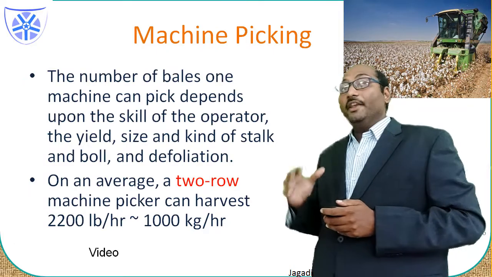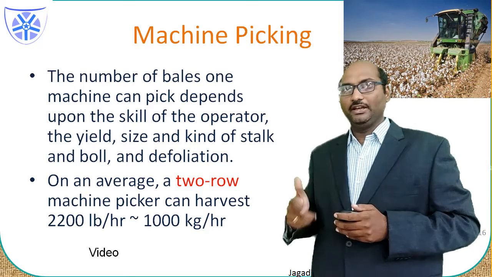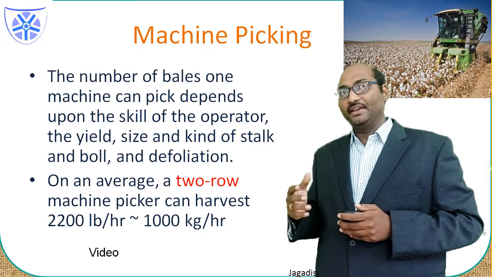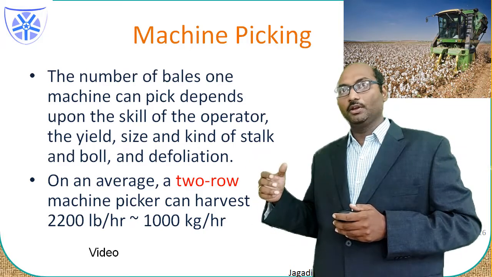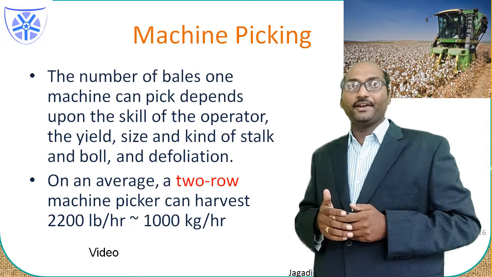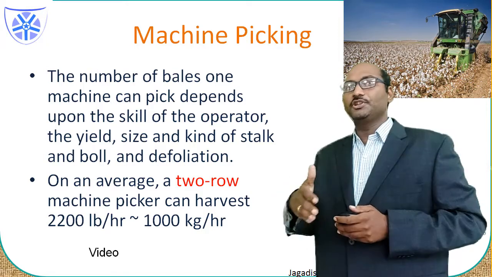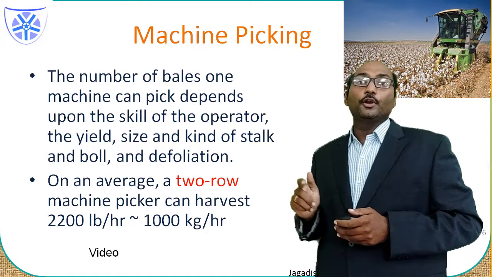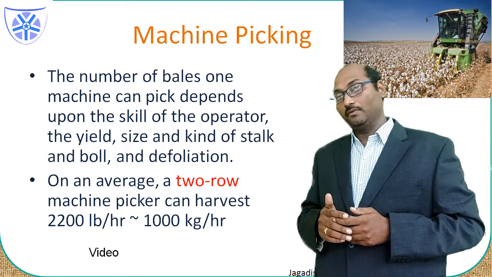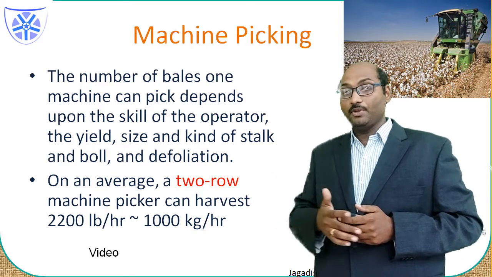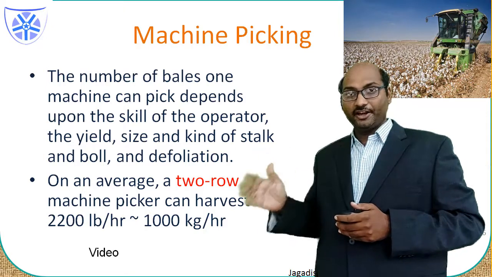The number of bales one machine can pick depends upon the skill of the operator, the yield, the size and kind of stalk and boll, what kind of cotton variety it is, and defoliation. Generally, a two row machine picker can harvest up to 1000 kg per hour, whereas in manual picking, how much is it? 100 kg for the entire day.